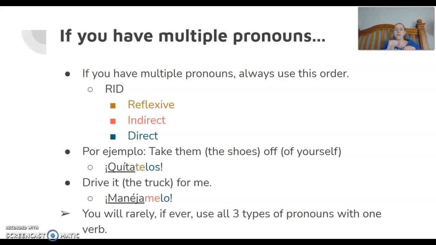Affirmative tú commands. Now we're going to talk about the negative commands, which is a different process. And this will be for extra credit. So on your test, if you're going to have a writing section, you're going to have to give directions through a town. If you use negative commands, you can use up to two, and I will give you extra credit for those.